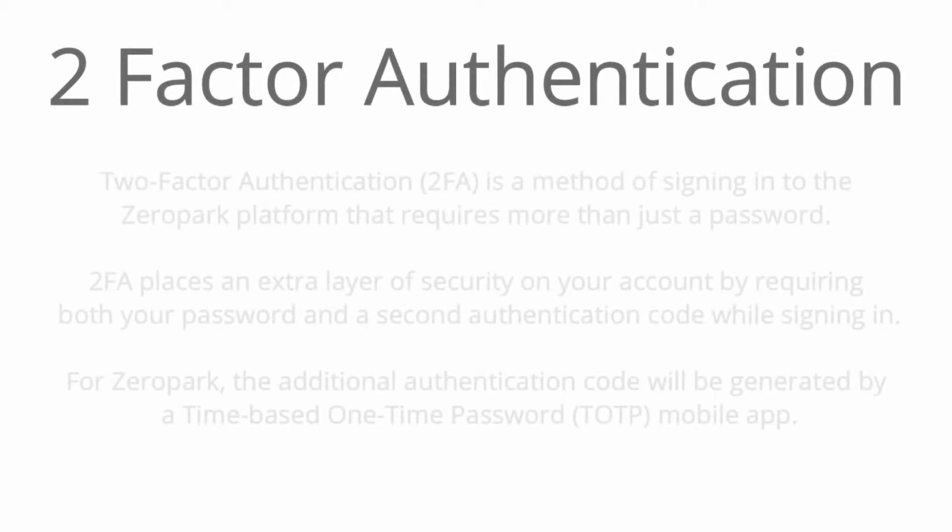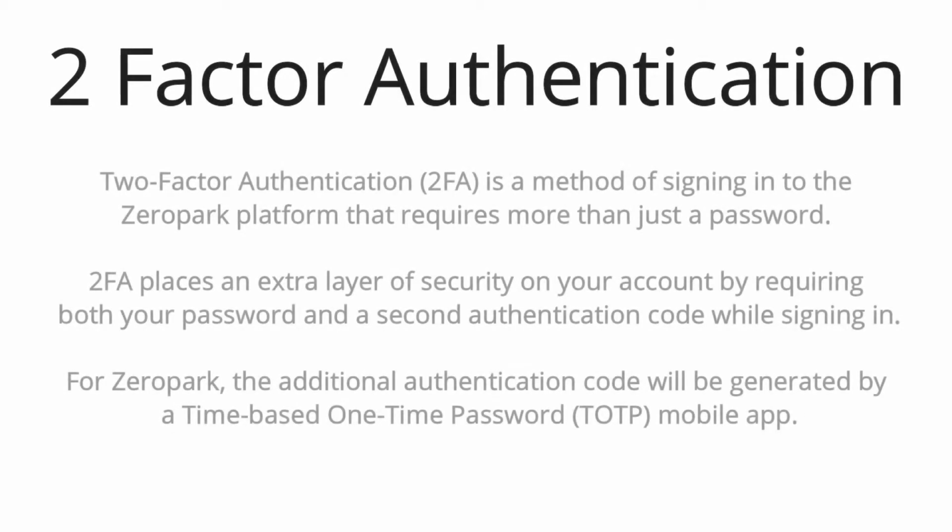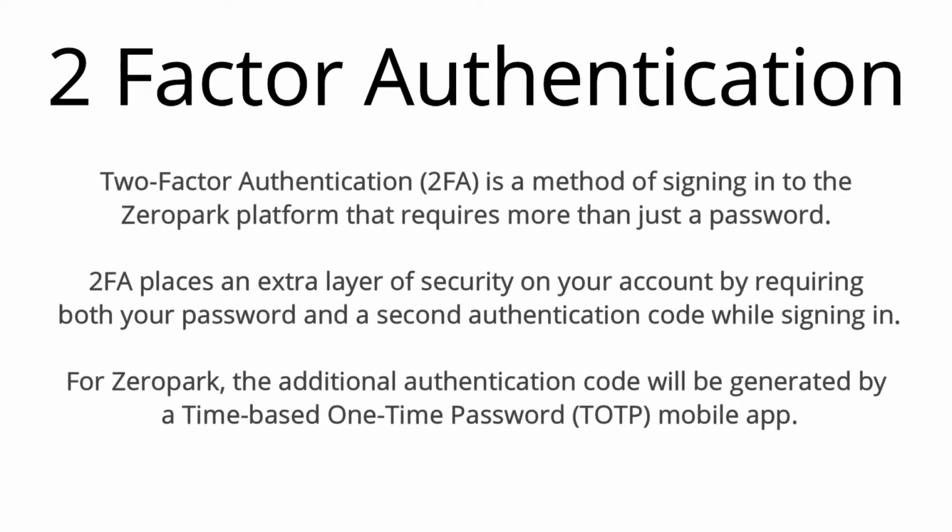2-factor authentication is a method of signing into the Zeropark platform that requires more than just a password. Using only a password to sign into a website makes you vulnerable to security threats because the malicious user only needs one piece of information to gain access to your account. So, the 2-factor authentication places an extra layer of security on your account by requiring both your password and a second authentication code while signing in. So the only way a user can sign into your account is if they have your password and the authentication code from your registered mobile devices.